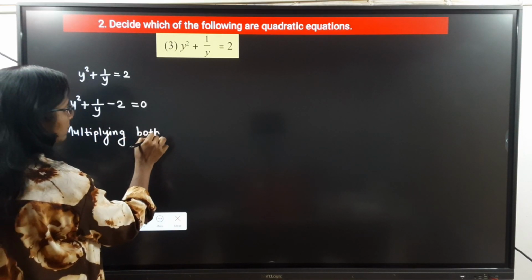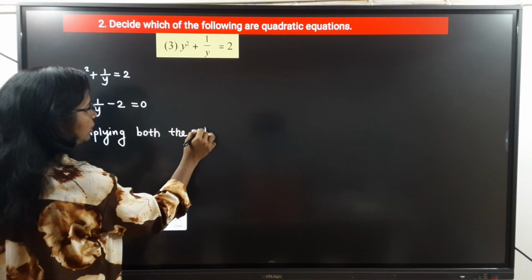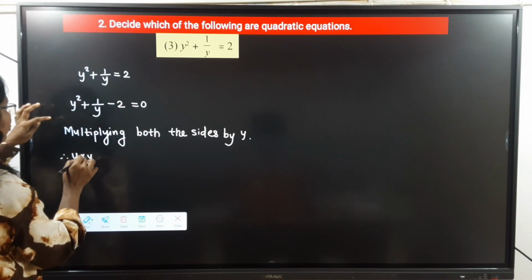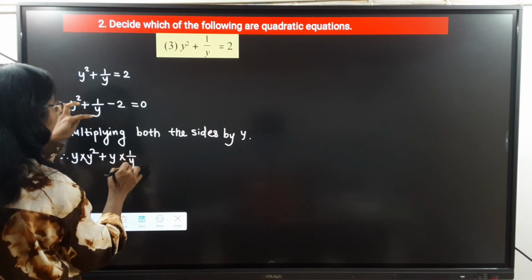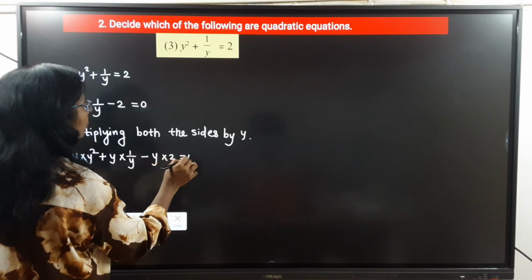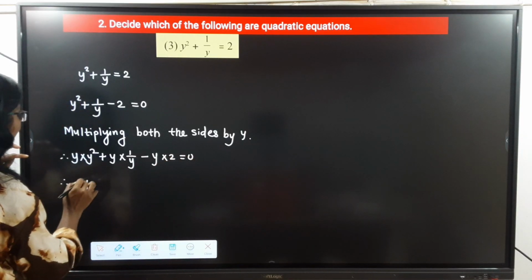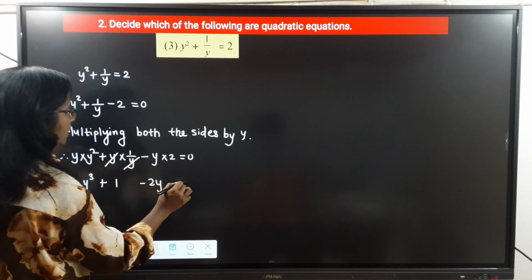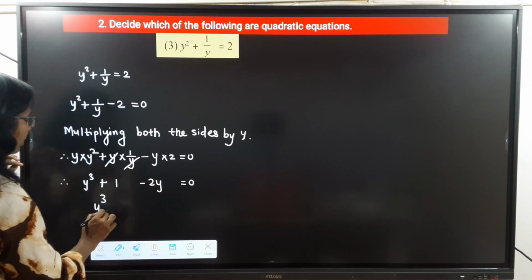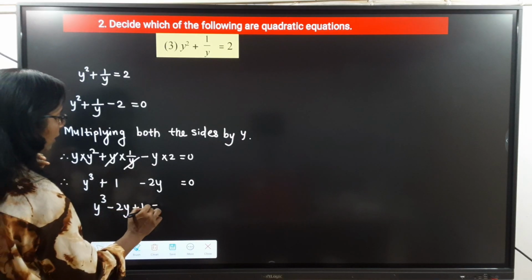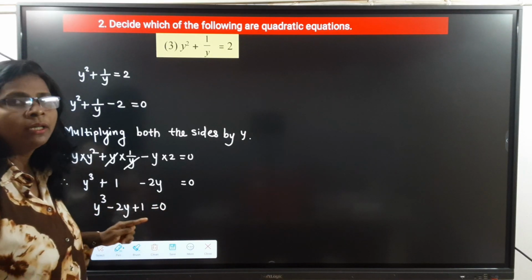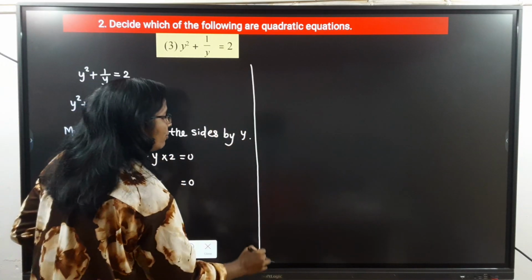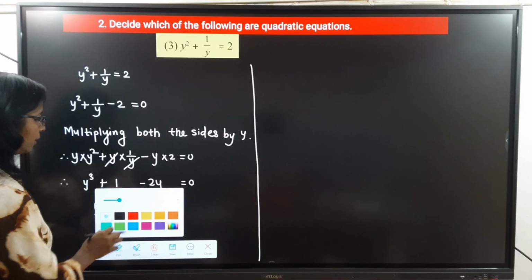both the sides by y. Therefore y multiply y square plus y multiply 1 upon y minus y multiply 2 is equal to 0. Therefore y cube plus, here the y gets cancelled, plus 1 minus 2y is equal to 0. Therefore it becomes y cube minus 2y plus 1 is equal to 0. So now this is our equation in its simplest form.